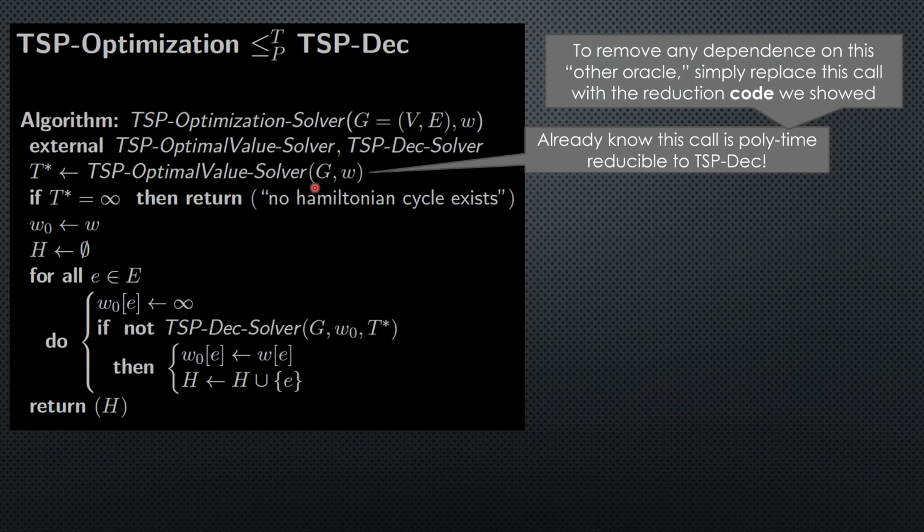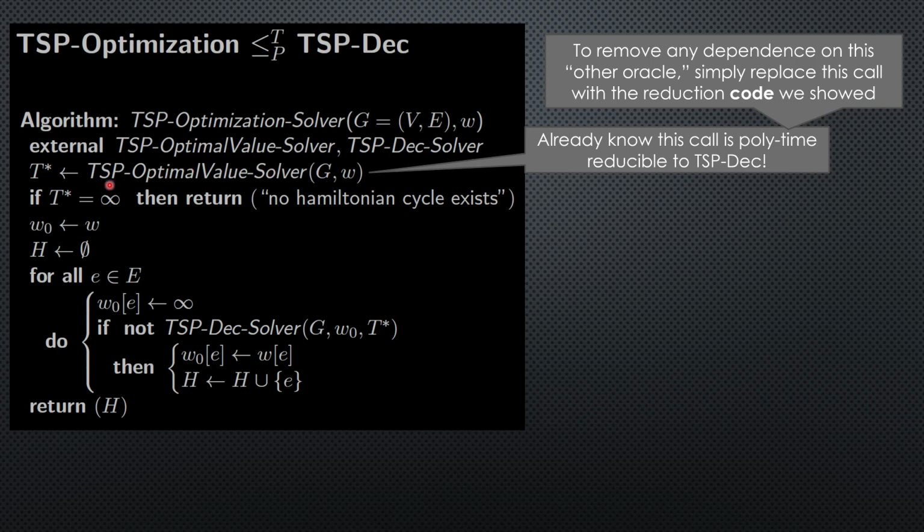So if we wanted to rewrite this code to remove any dependence on the TSP optimal value solver we introduced last time, to make this a pure reduction to a single external oracle, then we could just take this TSP optimal value solver code and inline the pseudocode that we wrote last time, which was all in terms of the TSP decision solver, okay?